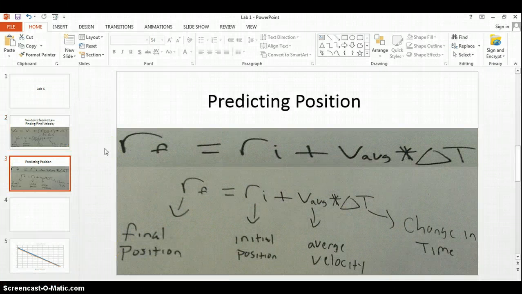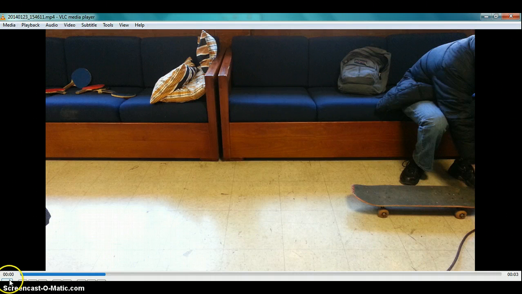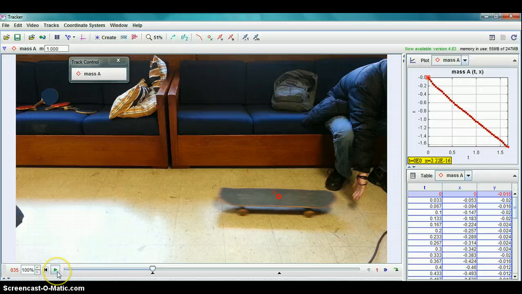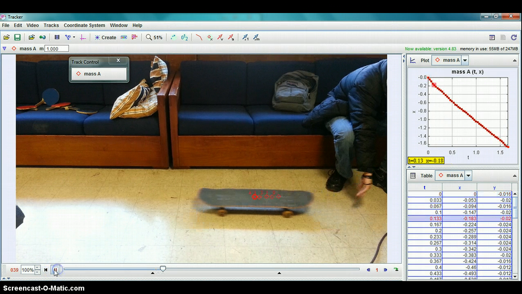To test our ability to predict an object's position in the future, I set up an experiment. I recorded an object moving at a constant velocity, then created a computer model to simulate the object moving at the constant velocity, and I compared the two. Here is the video I recorded. I then used the tracker to gain position versus time data. Here is the video.